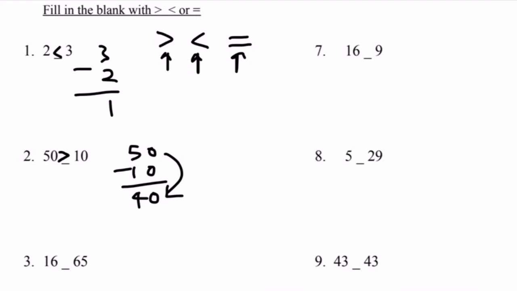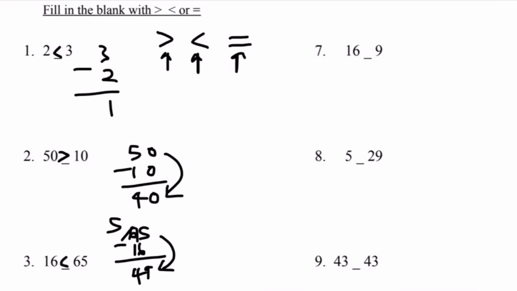Number 3, 16 and 65. Well, we know that 16 is less than 65 because 65 is much greater than 16, and we could double check that by subtracting 65 minus 16. We should get 49. 65 is 49 units greater than 16, therefore 16 is less than 65.